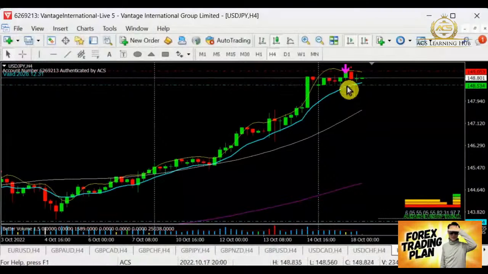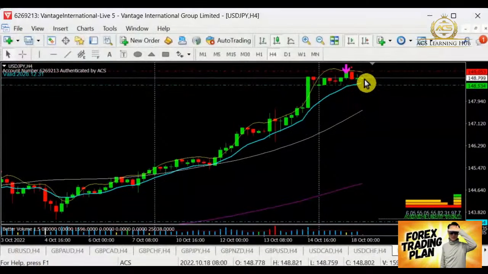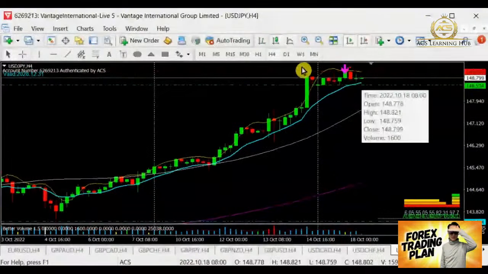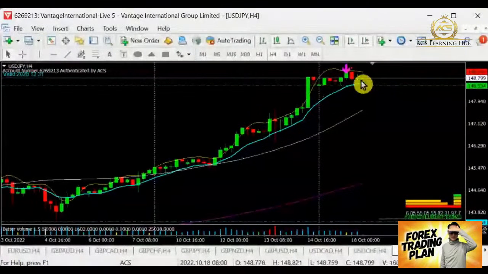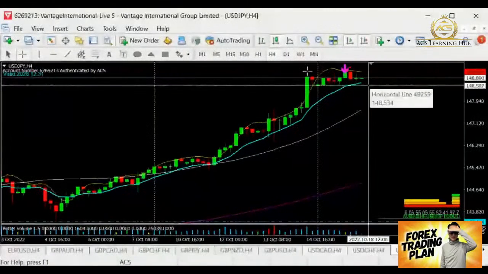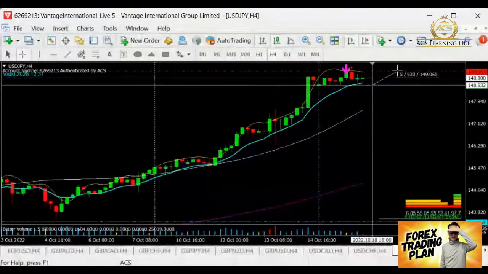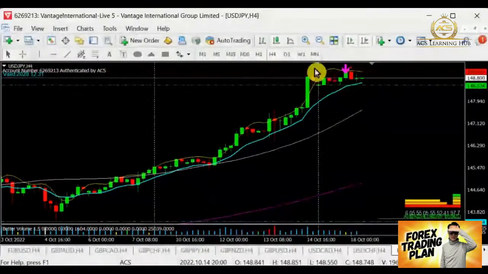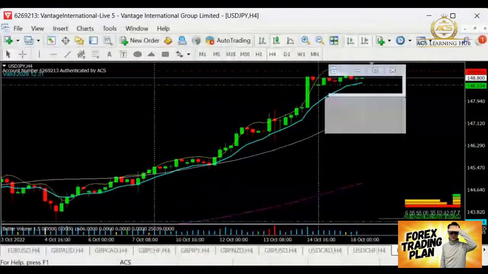So for dollar yen, these are the areas that I can see. I won't be selling, but I'll be waiting for dollar yen to touch this area, then I go for a buy. Because if I touch this area and go for a buy, I should still have about 50 pips of space to go. So yep, that's for dollar yen.